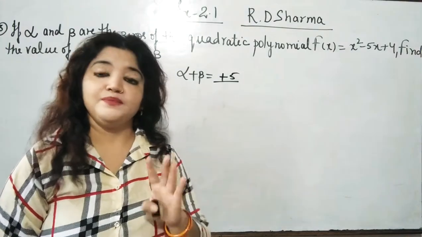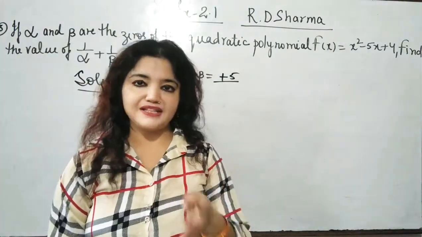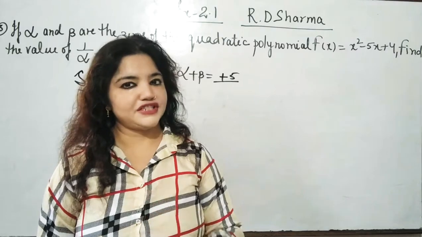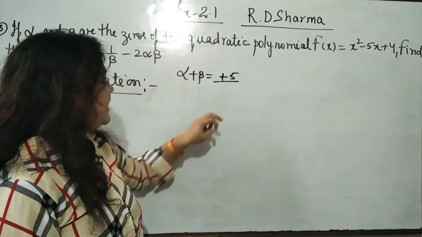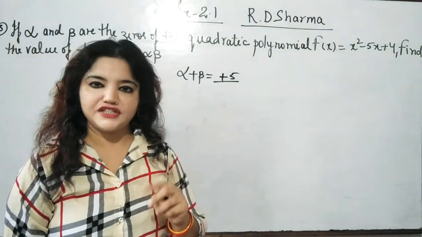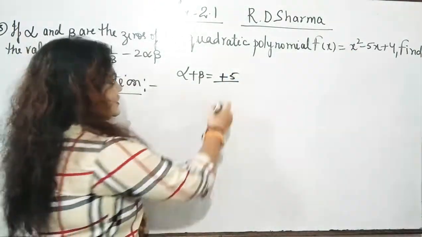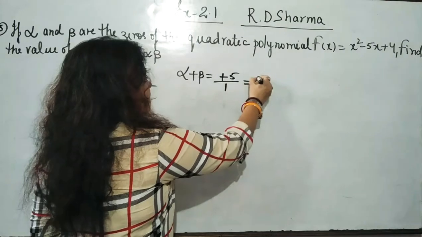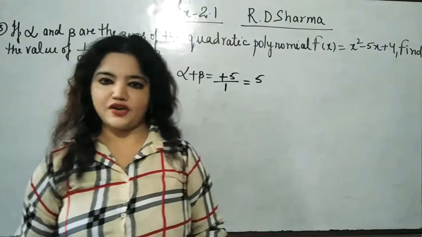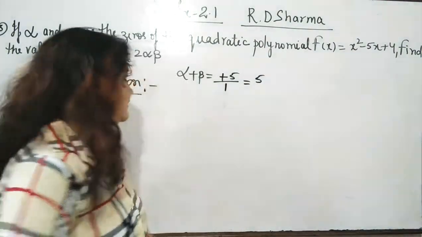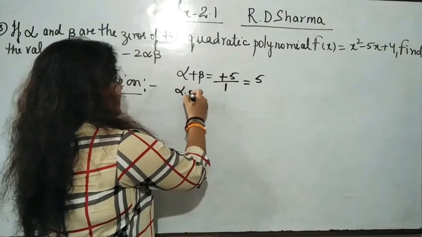Remember, this is the formula: alpha plus beta is equal to minus coefficient of x upon coefficient of x squared. So plus 5, and in the denominator we write the coefficient of x squared, which is 1. So 5 upon 1 is 5. Now we will calculate the value of alpha into beta.